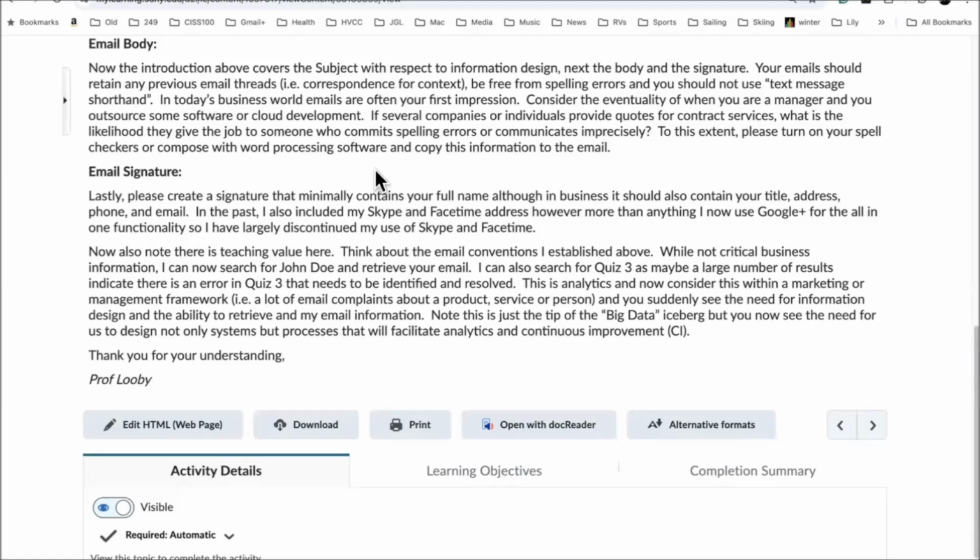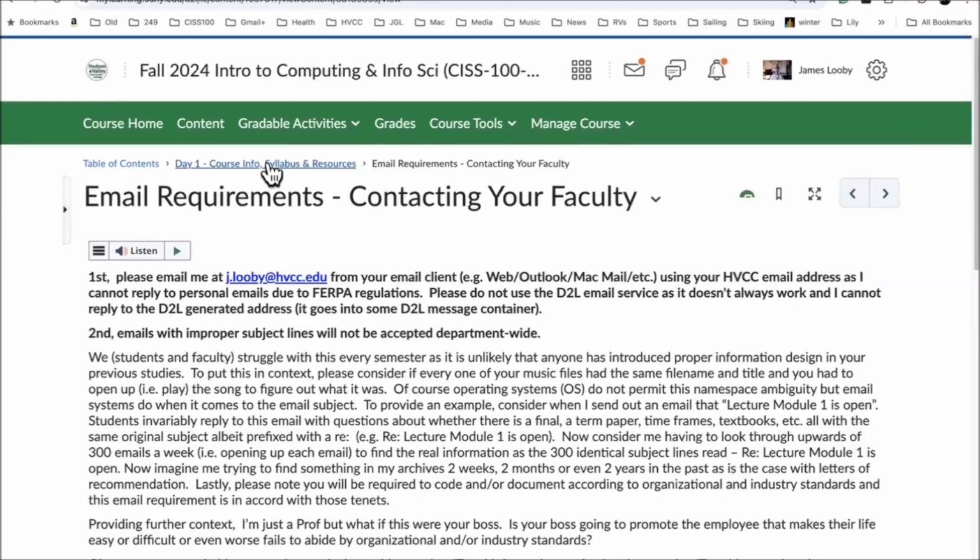I do run, by the way, the department's internship program. And there we really work on information design and communication as well. So you might as well get a head start on it and start looking at that framework as well.